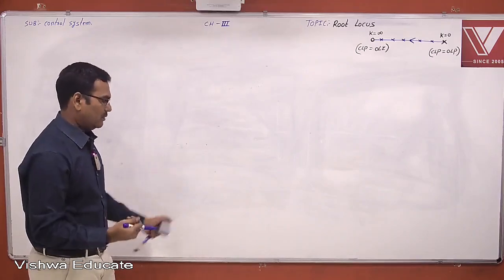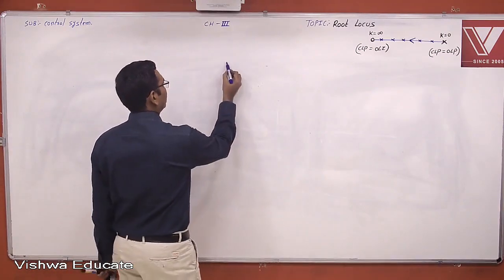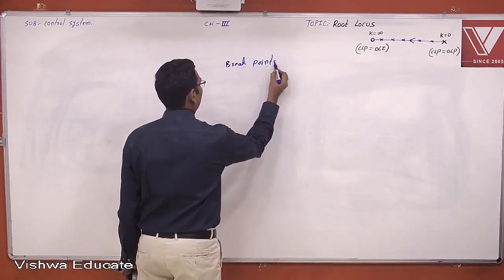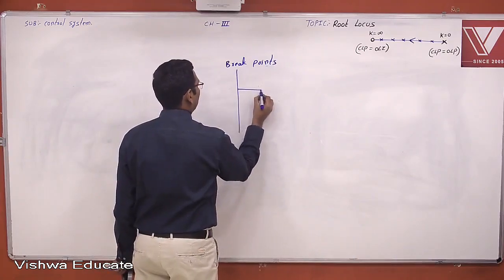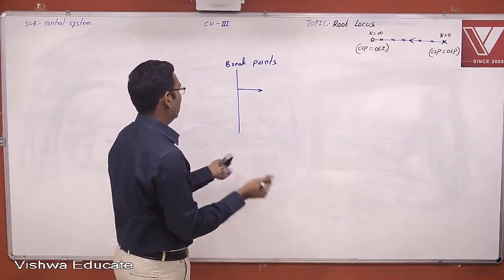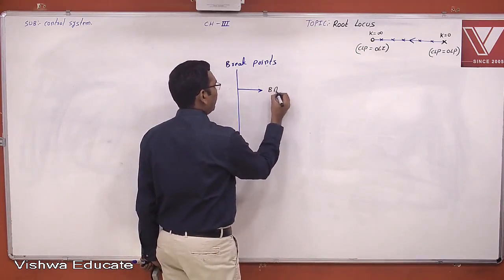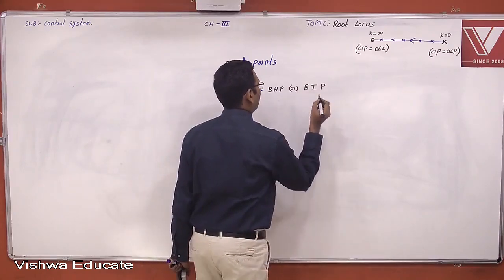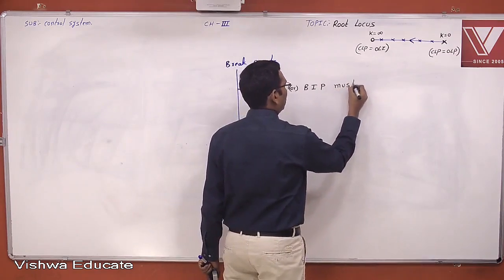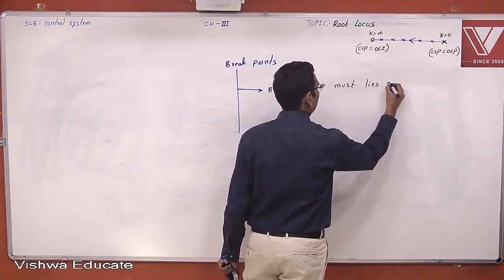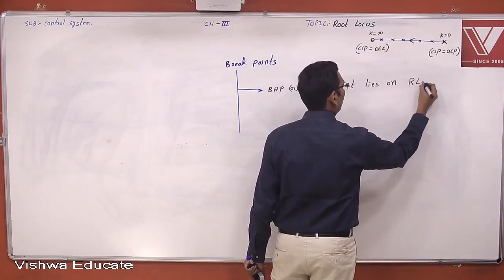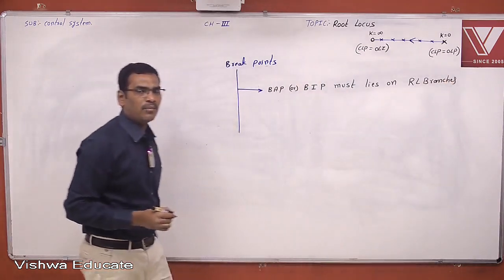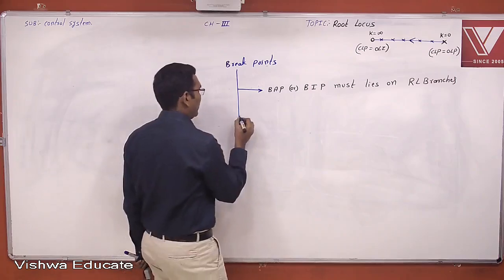Okay, so finally, we will take a few points about the break point. The breakaway point or break-in point must lie on the root locus branches. Is it right or not? The breakaway point or break-in point must and should lie on root locus branches.